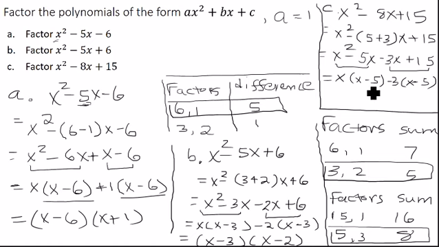And as a checkpoint, I have to check if I have the same expressions in both of these parentheses, and I do have the same expressions inside these parentheses. So I'm going to pull those out. So x minus 5 as one of the common factors, and the other one is going to be x minus 3. So this is my final answer.